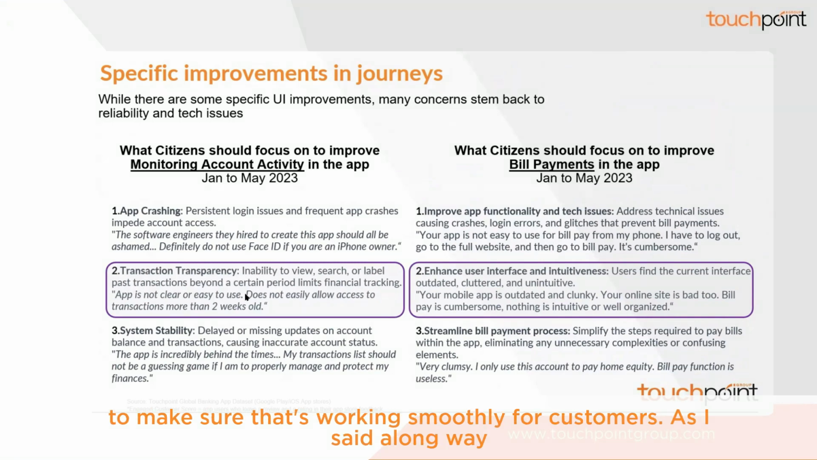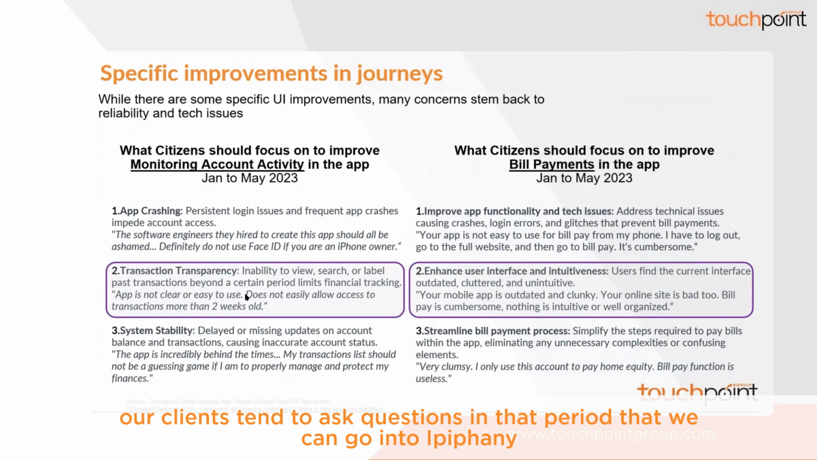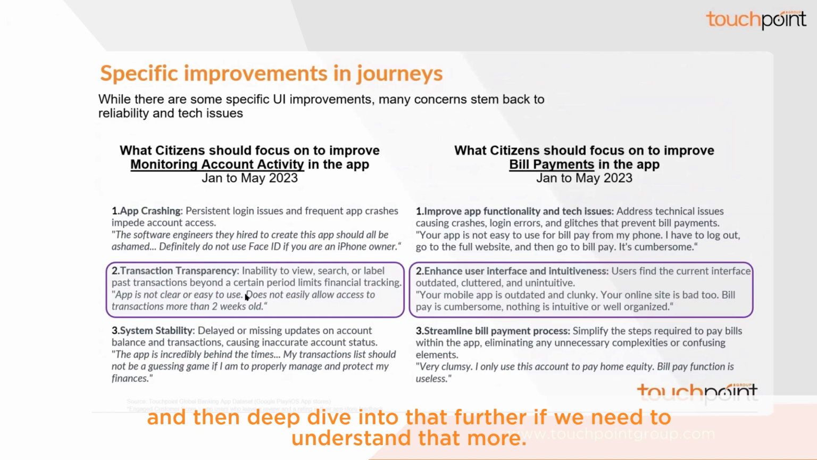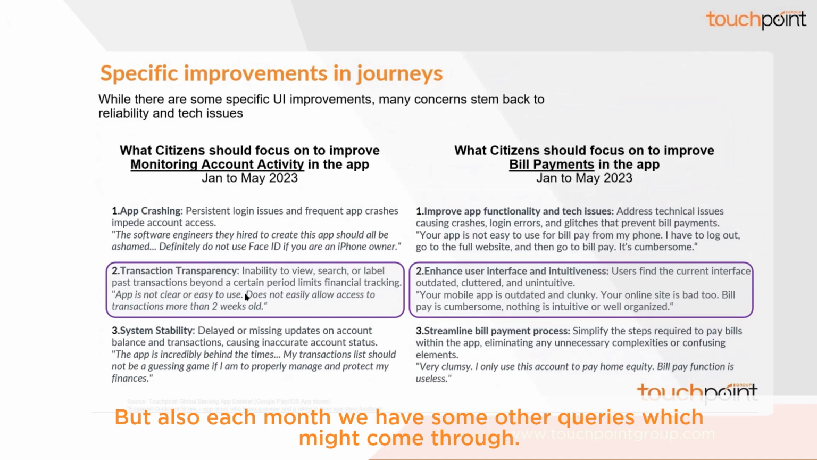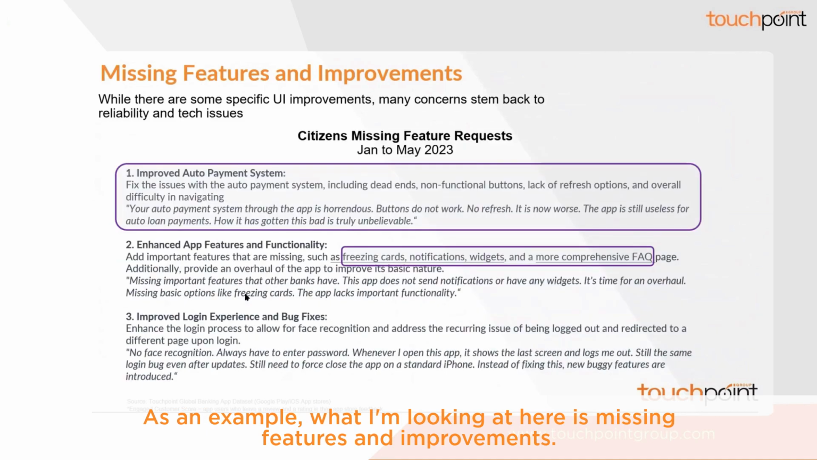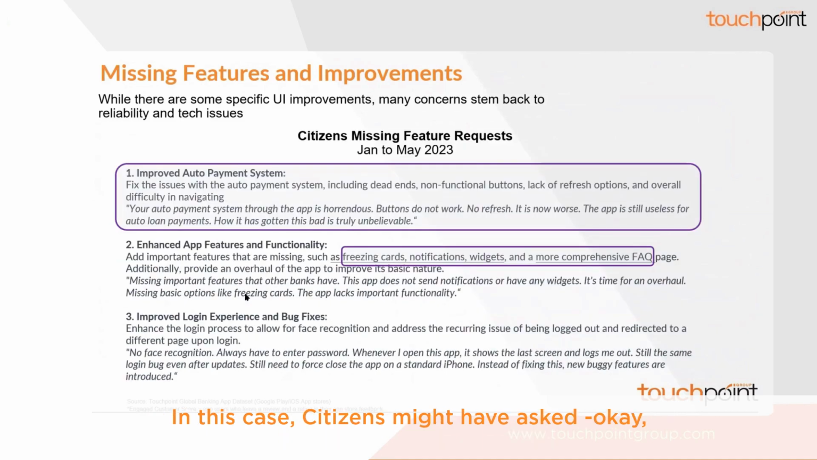As I said, along the way our clients tend to ask questions in that period. Then we can go into Epiphany and deep dive into that further if we need to understand it more. But also each month we have some other queries which might come through. As an example, what I'm looking at here is missing features and improvements. In this case, Citizens might have asked, can you understand for us what our customers want? What new things do they want in the app?